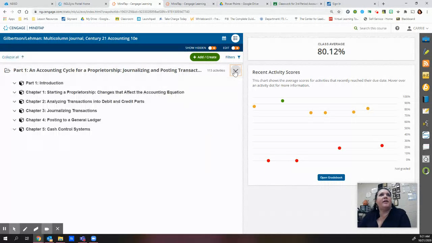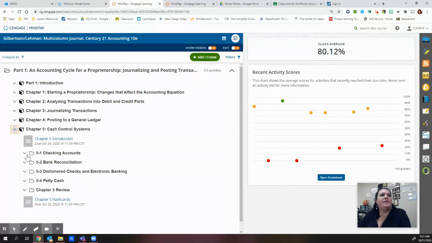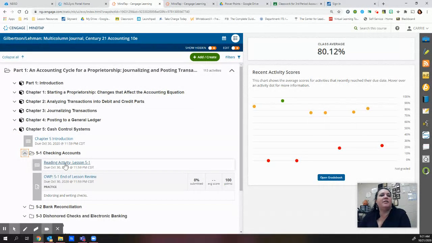Click on the caret to open everything. Expand all, again, at chapter 5, and then 5-1 checking accounts. Go ahead and pause right now, and go through this reading activity and make sure that you have read all of this information before moving on to working on the OWP problems.